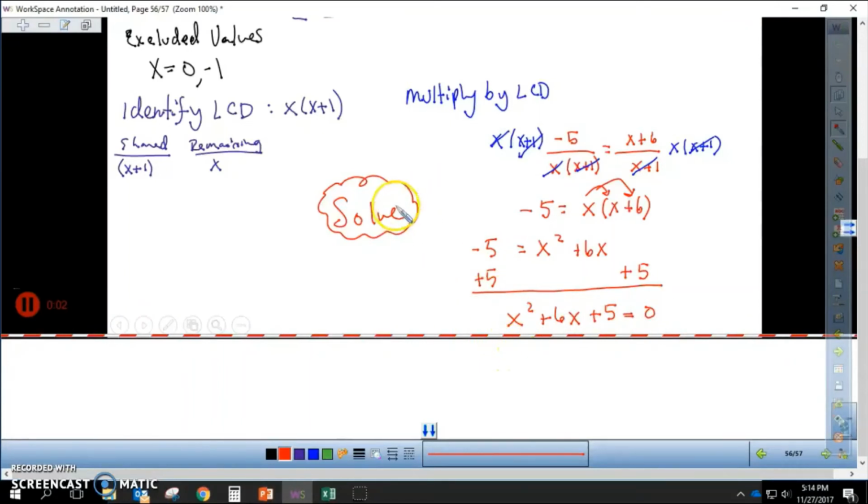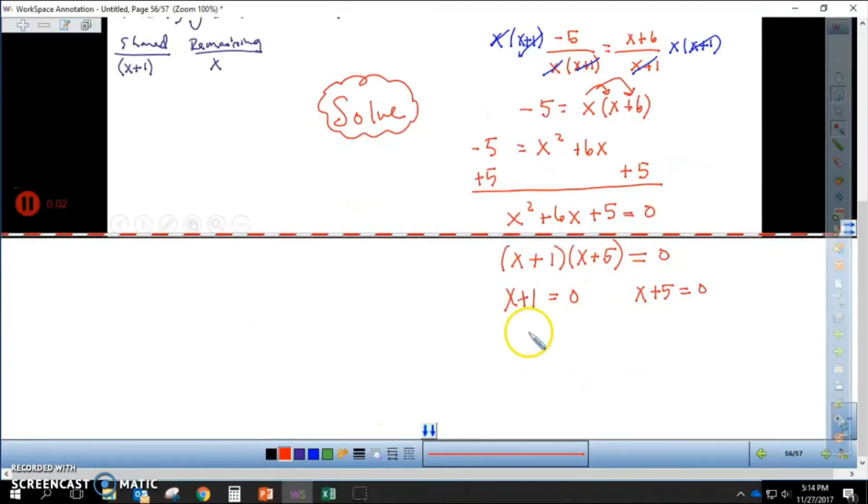And remember, if I want to go ahead and solve here, all you have to do is factor this trinomial, which if we're using our AC method, it's x plus 5, x plus 1 equal to 0. And therefore, we have two solutions. X plus 1 is equal to 0, x plus 5 is equal to 0, which gives us x is equal to -1, or x is equal to -5. Okay, so these are our possible solutions.